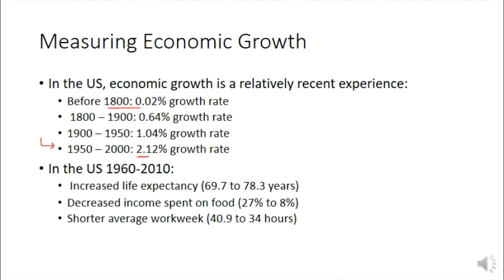So in the years between 1960 and 2010, we saw an increase in life expectancy. We see a lower percentage of our income dedicated to food, and our work week has decreased. So with economic growth comes these other things that we've been talking about: greater access to education, greater nutrition and healthcare, greater lifespans, decreased infant mortality, and so forth.